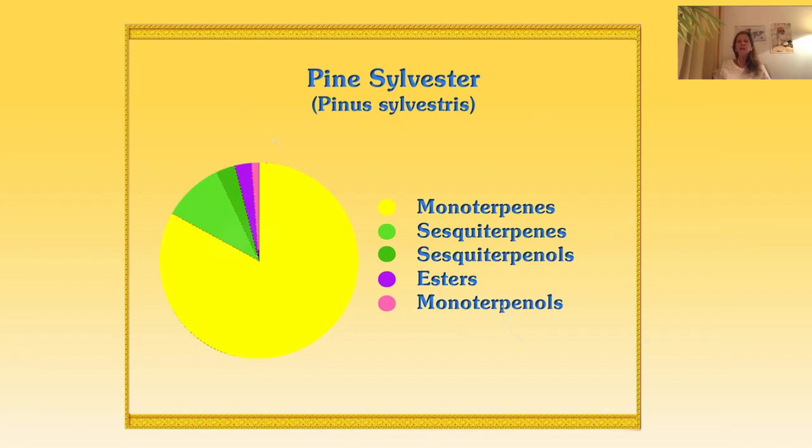So pine sylvester, here is what it contains. The chemical compounds that pine sylvester contains are monoterpene in yellow. So you see, it has a lot. And it has also sesquiterpene, sesquiterpenol, ester, and monoterpenol. By knowing the quality of all of those chemicals, you could know exactly when you want to use the pine sylvester.